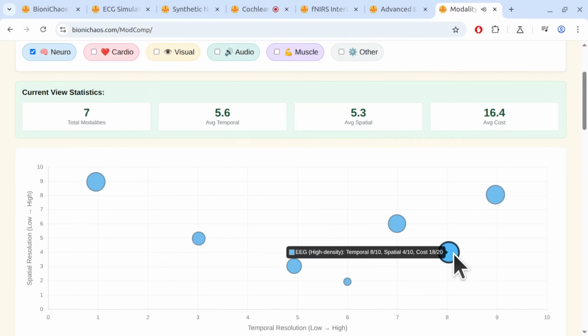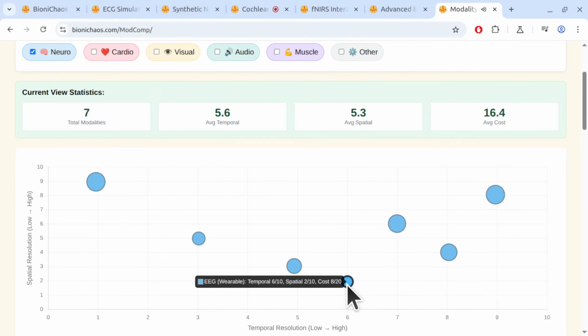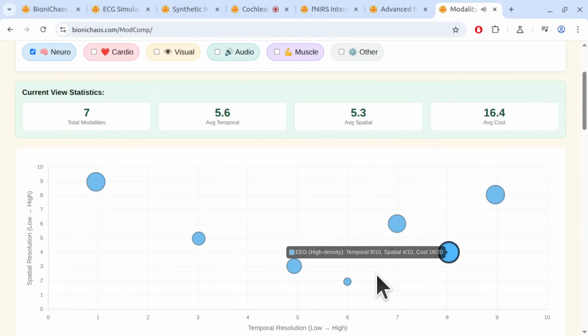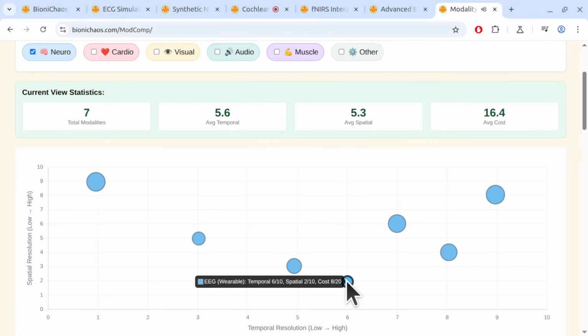But there's a cheaper version, the wearable one. Exactly. EEG, wearable. The cost plummets to 8 out of 20. Temporal resolution drops a bit to 6, and spatial takes a bigger hit down to 2. So it's great for consumer wellness apps, sleep tracking, stuff where you don't need pinpoint accuracy. That's a really interesting drop. You trade a lot of the fine detail, but suddenly it's something people can actually buy and wear at home. That's the key trade-off, accessibility versus granularity.